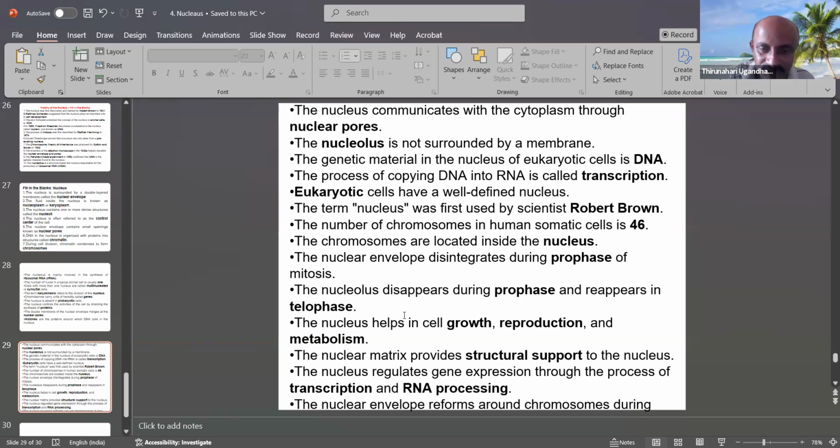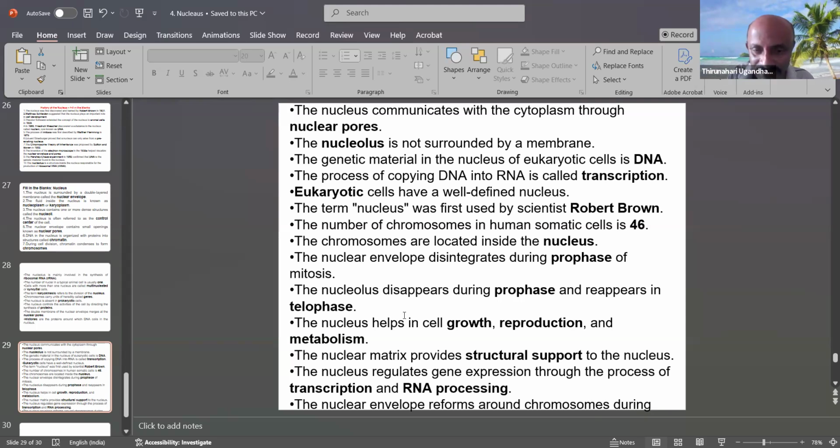Then the nucleus helps in growth, reproduction, and metabolism, all metabolic activity. Metabolism means any type of work: breathing, eating, excretion, nervous system function or hormonal function. That is called metabolic activity.